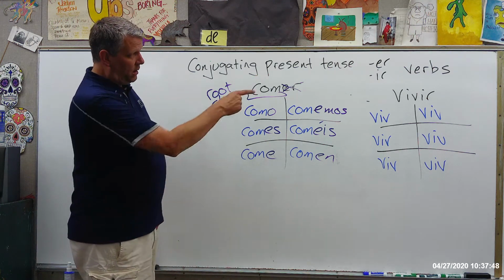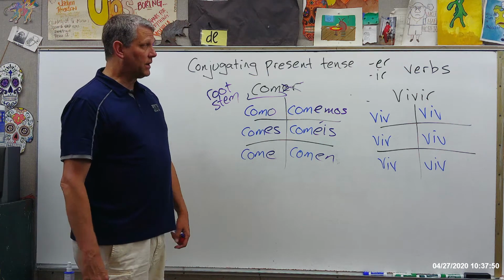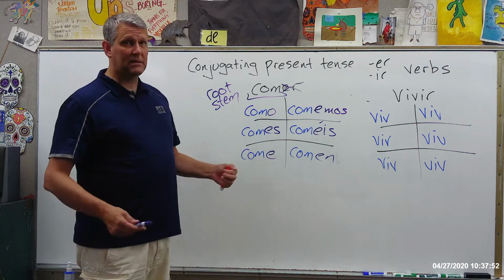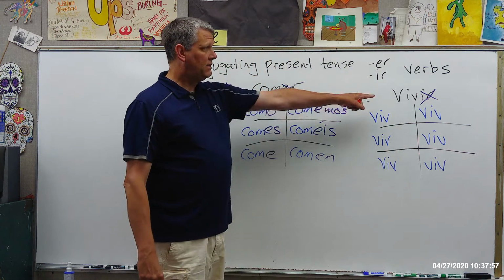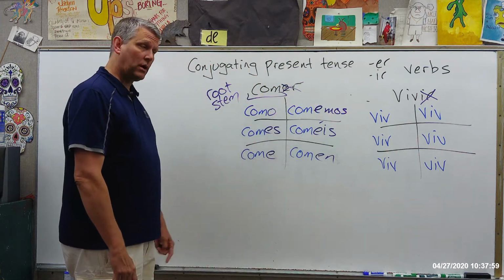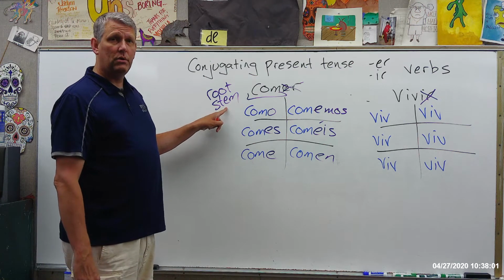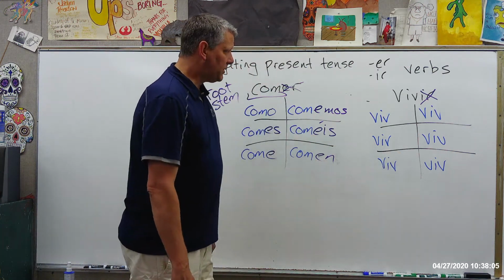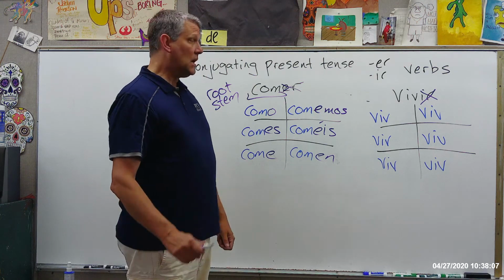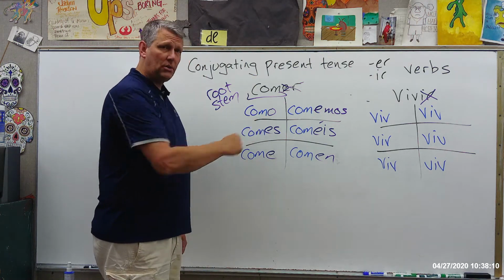Now, we're going to tackle vivir. We're going to tackle IR verbs. And again, the process is very, very similar. First thing, we drop the ending. We're left with viv. And as you may recall from earlier, that part of the verb is called the root or the stem. We write that root or stem on all of the branches of the tree, and then we add the endings. Now you're going to notice how similar these are.